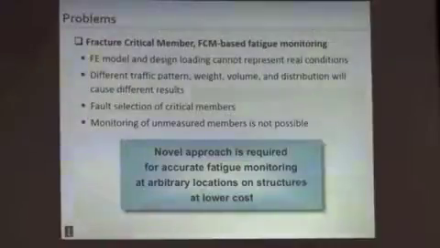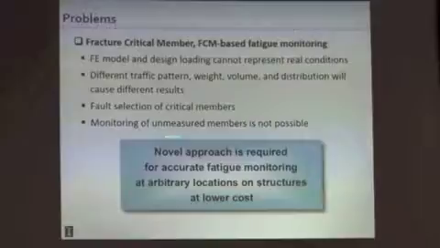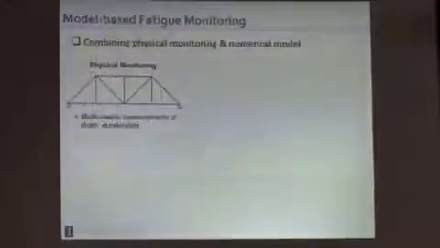Papadimitriou had originally had the idea, a fellow in Greece. And what we wanted to do was to figure out a way that we could determine the fatigue life of arbitrary members that weren't measured by your monitoring system.